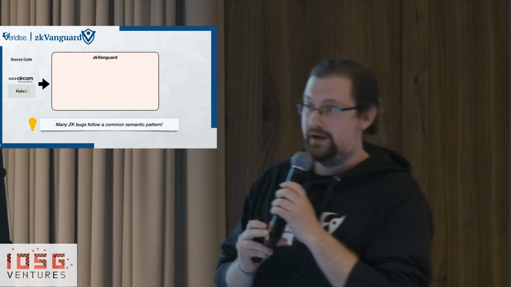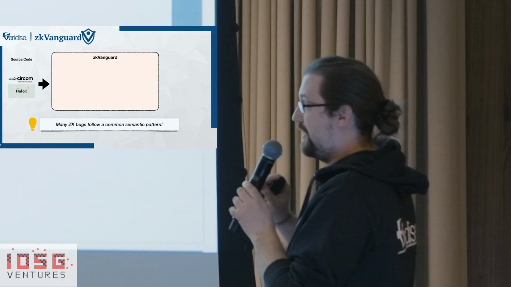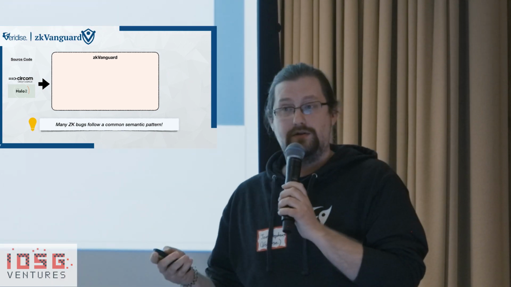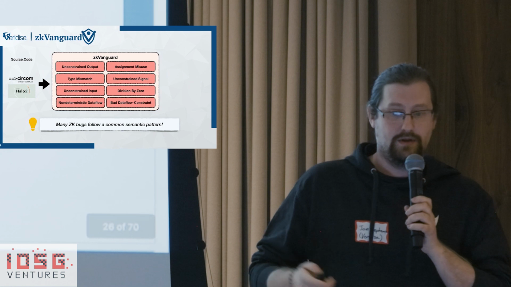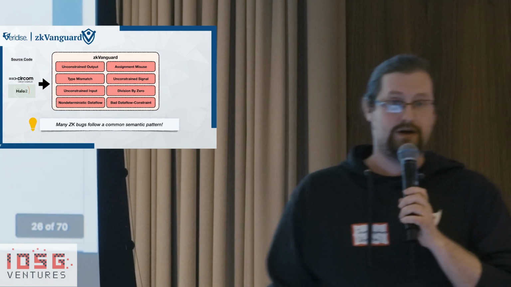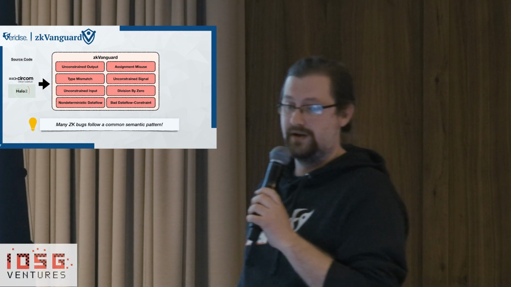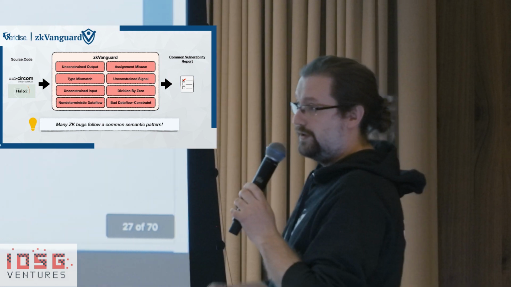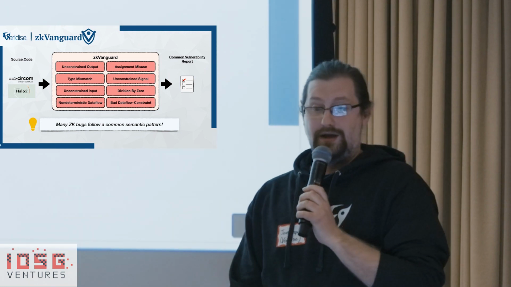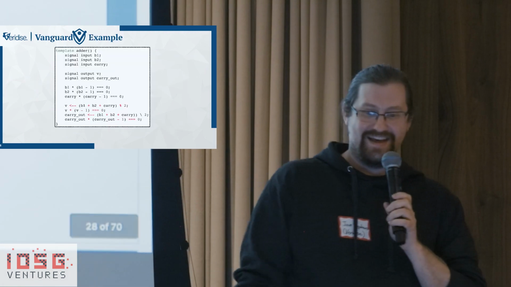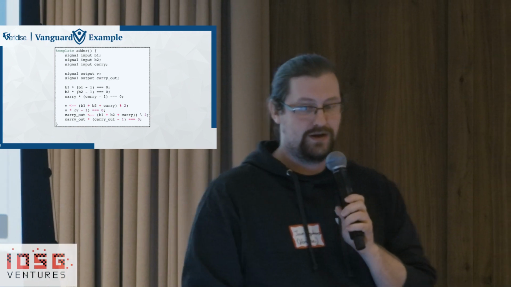And so what I mean by that is if the pattern holds in a particular circuit, then it's likely to be buggy. And so we identified a lot of these patterns, and we put them in ZK Vanguard. And at the end, we basically let the user know what those bugs are. And so let's go ahead and take a look at an example of this.